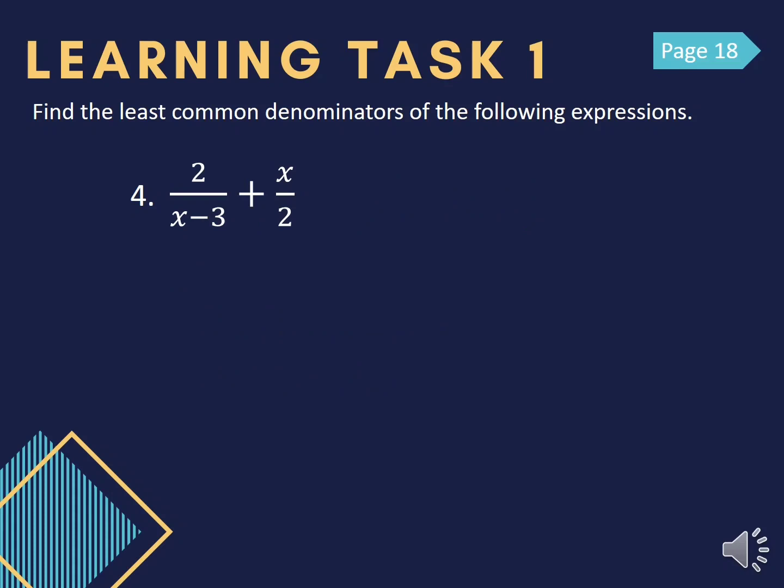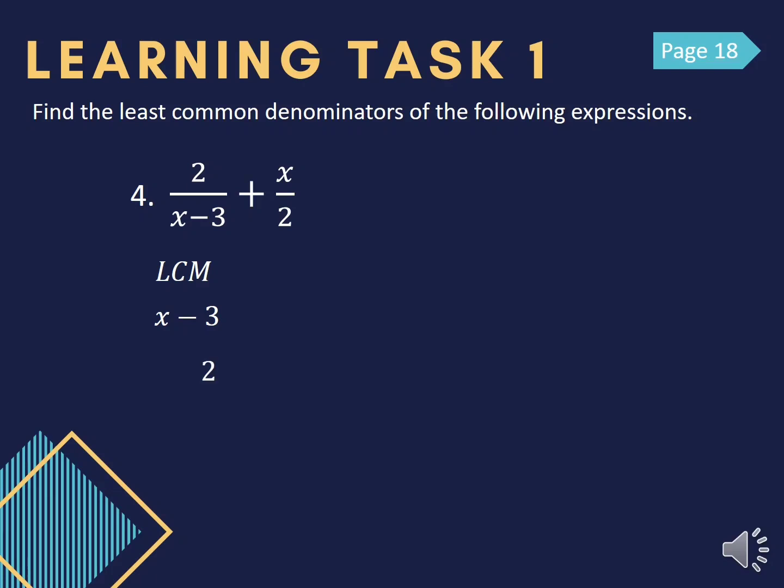Given in number 4 is 2 all over x minus 3 plus x over 2. So the given denominators are 2 and x minus 3. If you notice, one is a binomial. So how are we going to find its multiple?